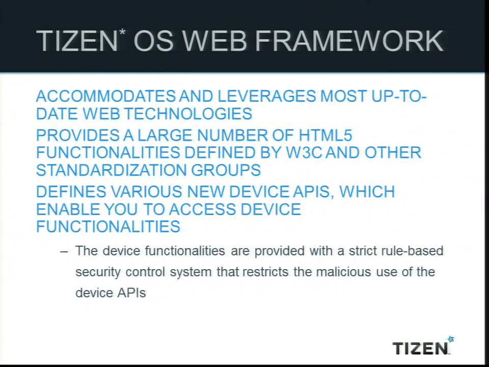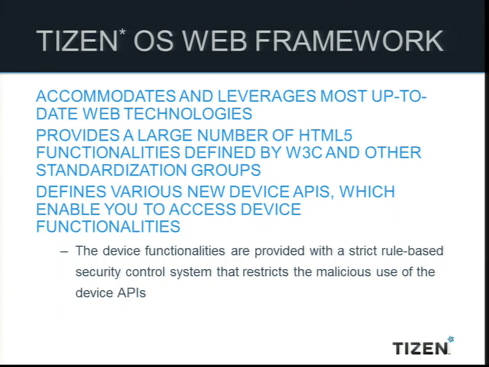So again, the Tizen OS web framework accommodates and leverages most up-to-date web technologies. We want to be on the cutting edge. We want to make it as functional as possible for you. It provides a large number of HTML5 functionalities defined by W3C and other standard groups. And also new device APIs, which give you capabilities that you wouldn't normally have.